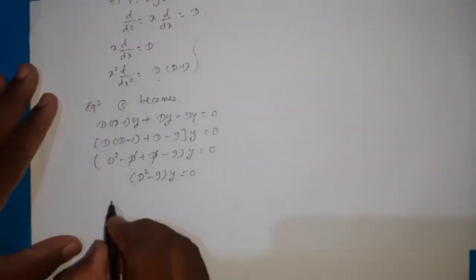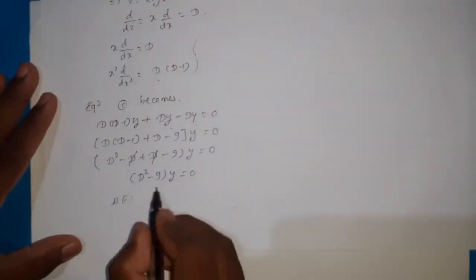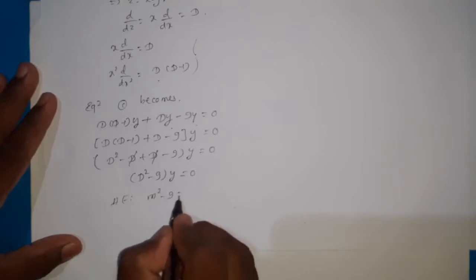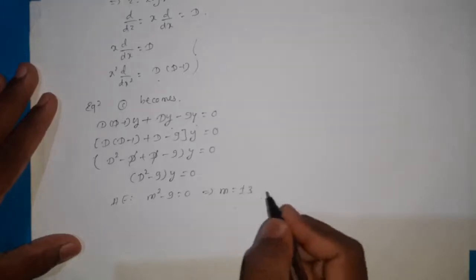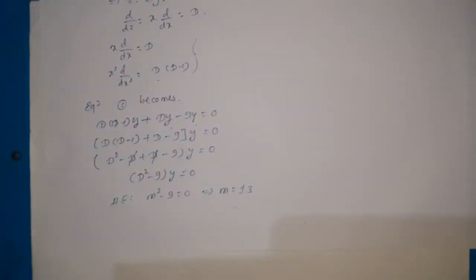Then the auxiliary equation is what? m square minus 9 equal to 0. It implies that m equal to plus or minus 3. So once you get the roots, you will already know how to write the complementary function. If the question is in the previous unit, we will write the complementary function as c1 e power 3x plus c2 e power minus 3x.